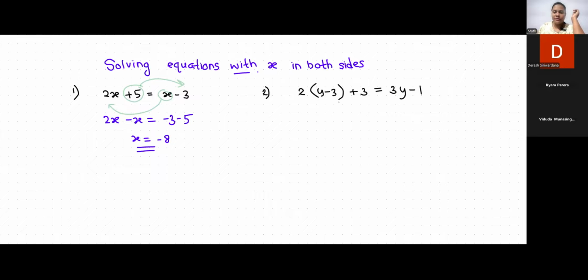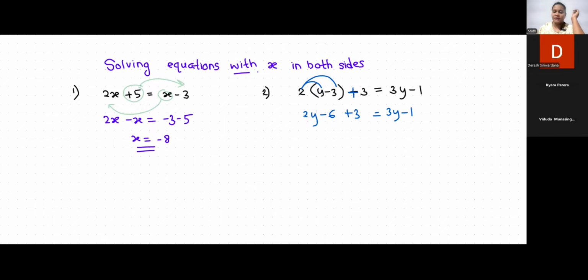In left hand side, y is inside of the bracket. So first we need to expand this bracket. Remove the bracket first. 2 times y and 2 times minus 3. 2 times y is 2y. 2 times minus 3 is minus 6. Plus 3. Don't multiply 2 and 3. Here plus sign is there. Only multiply the numbers which are inside of the bracket. Equal 3y minus 1.